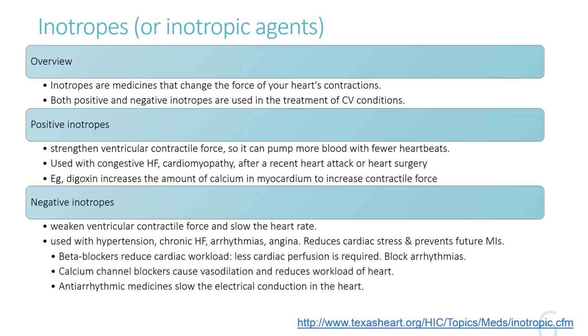I'm going to pause for a minute and give you a brief overview of what inotropes, or inotropic agents, are. You can see here I've taken it from the texasheart.org website, so you can get the same information there. So inotropes are medications that change the force of your heart contractions, and both positive and negative inotropes are used in the treatment of cardiovascular conditions. Positive inotropes strengthen ventricular contractions. Negative inotropes weaken the ventricular force and slow down heart rate.